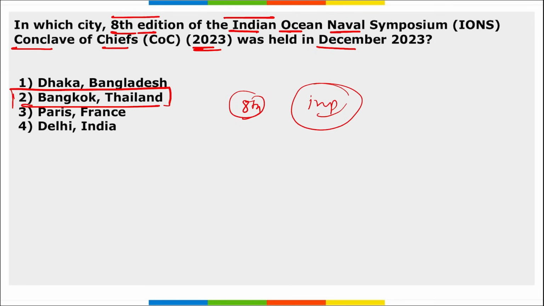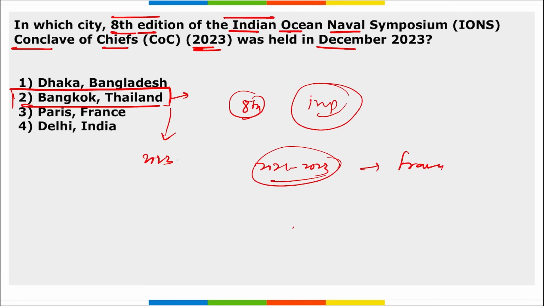Then remember, earlier from 2021 to 2023, the chairmanship was with France, and now it is with Thailand. Correct? From 2023 to 2025, it is with Bangkok, Thailand now. So friends, these were your important current affairs.